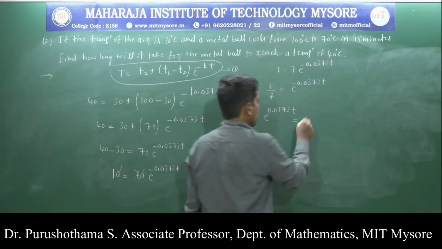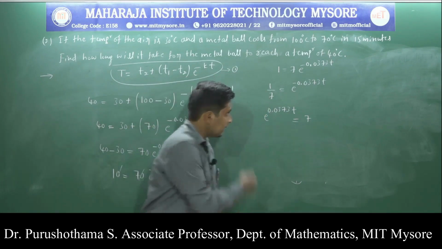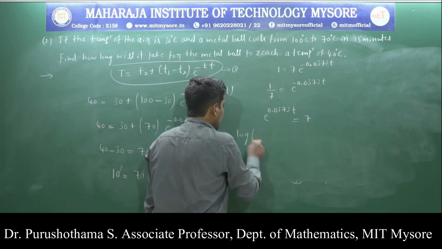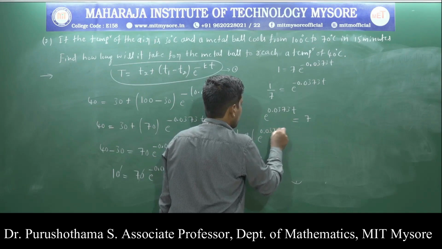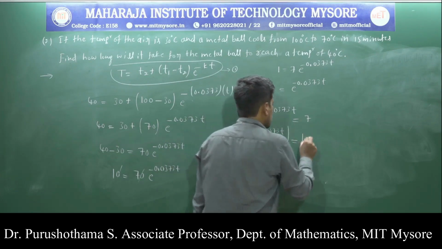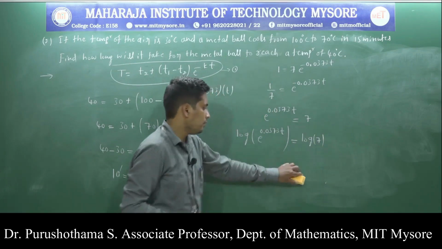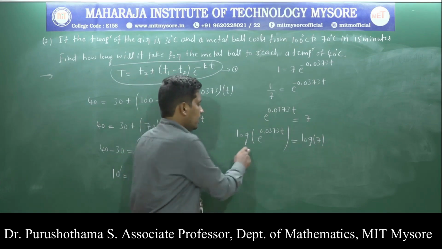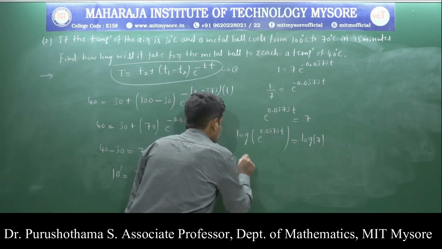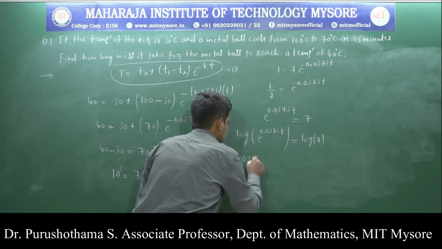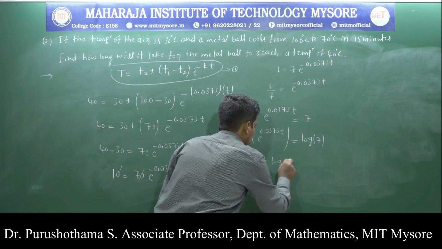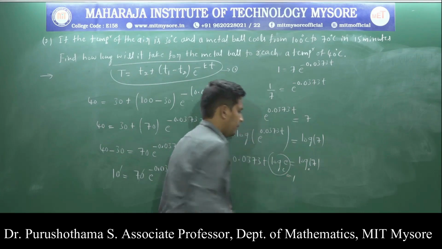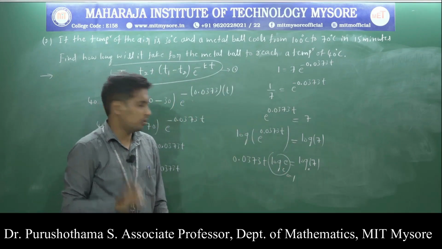0.0373 t is equal to 7. In the next step, taking log on both sides, log of e power 0.0373 into t is equal to log of 7. Again here I am going to use the logarithmic function property: log of e power m is nothing but m. So 0.0373 into t into log e is equal to log 7. The value of log e with base e is equal to 1.